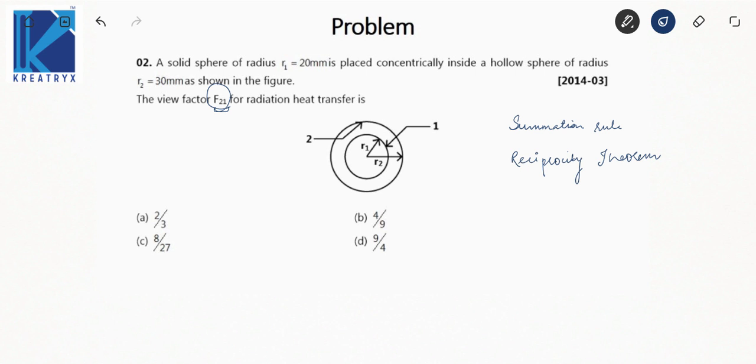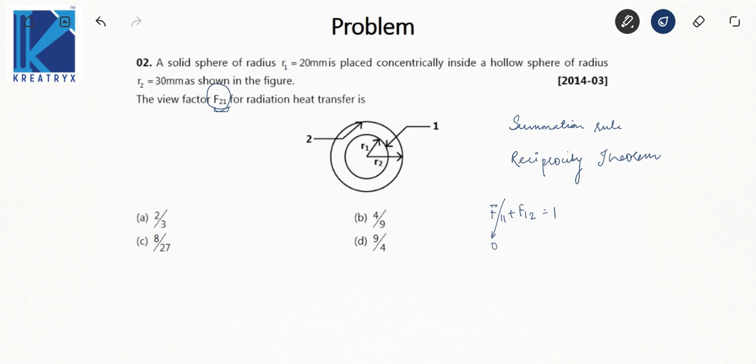Whenever you encounter these types of problems, this is surface 1, as given, and this is surface 2. Can I say by the summation rule that F11 plus F12 is equal to 1, and that F12, the fraction of radiation energy from 1 on 2, is equal to 1? Because that means F11 is 0.